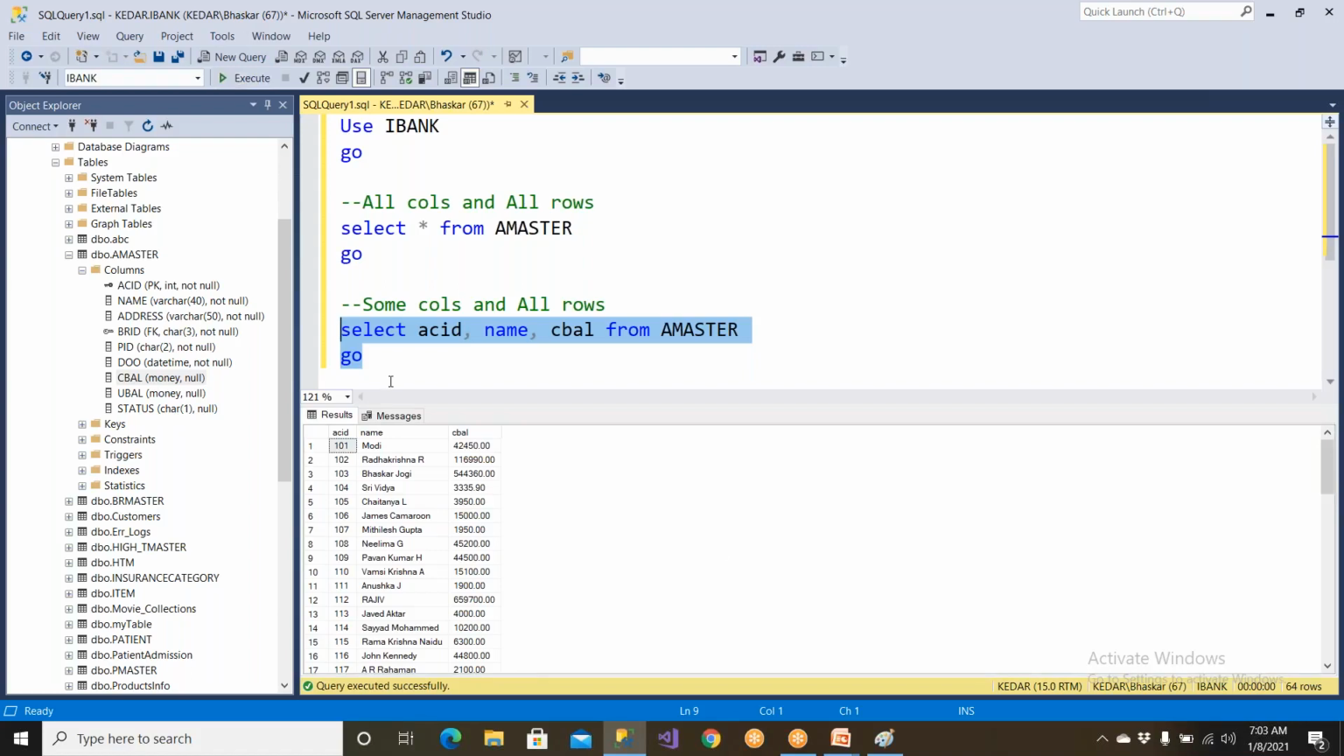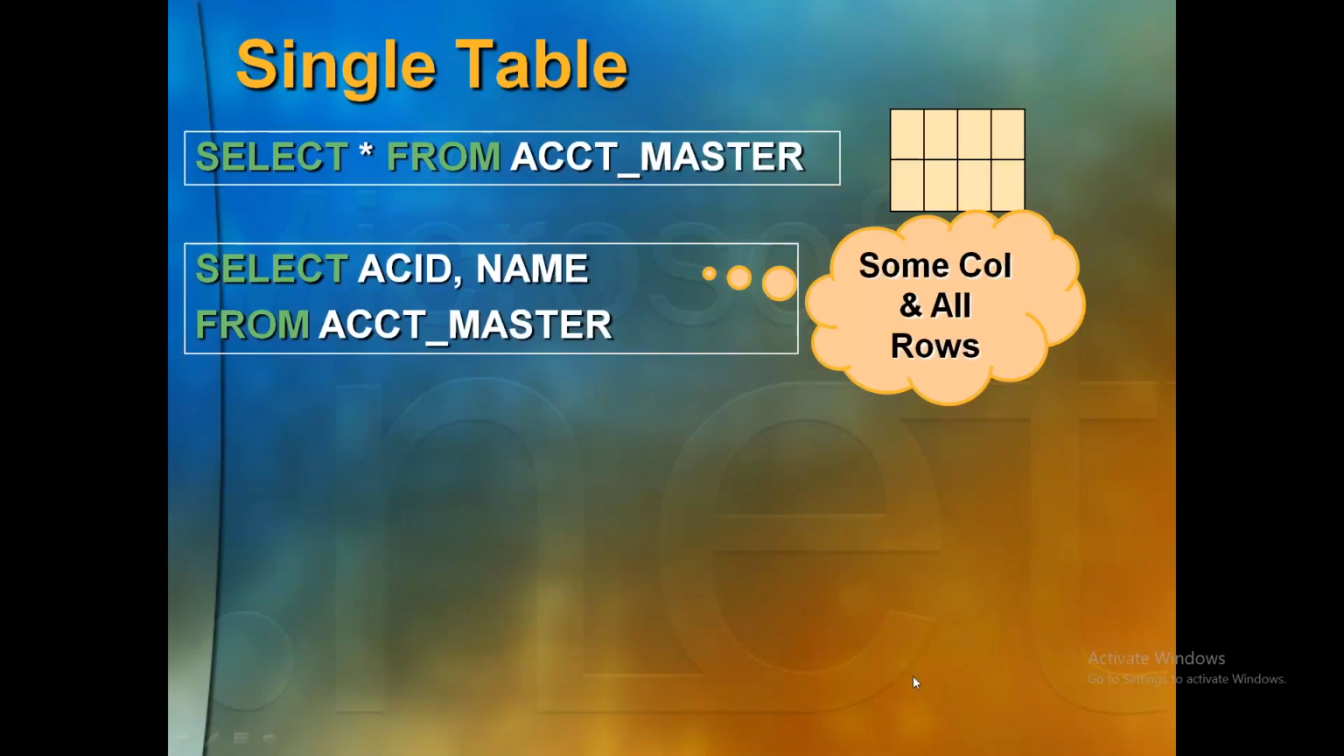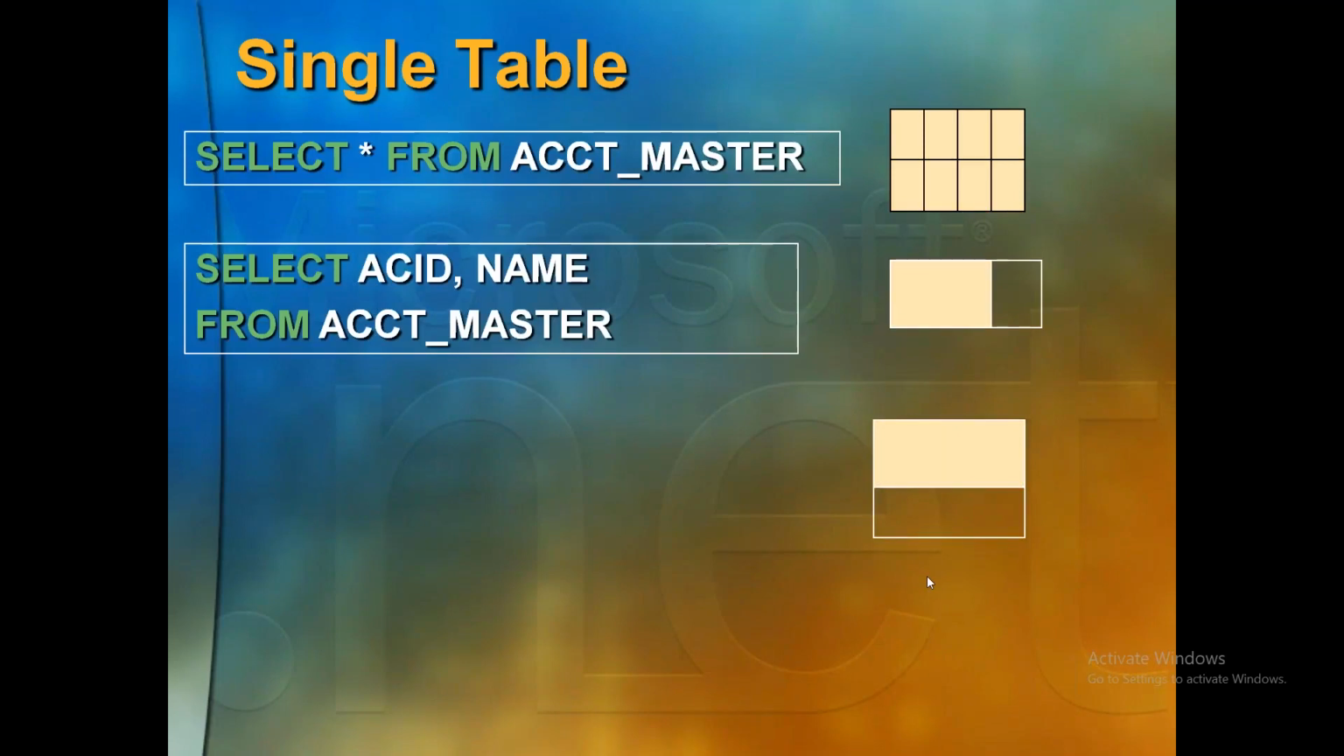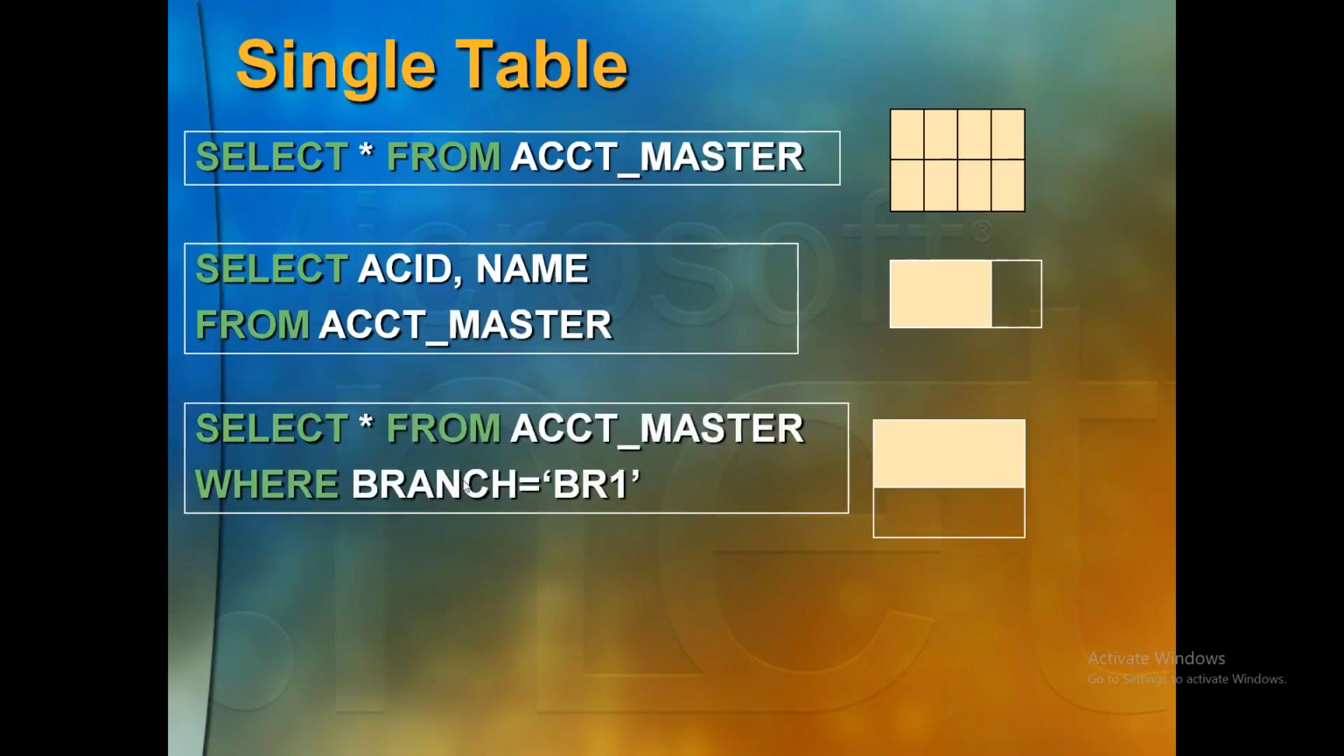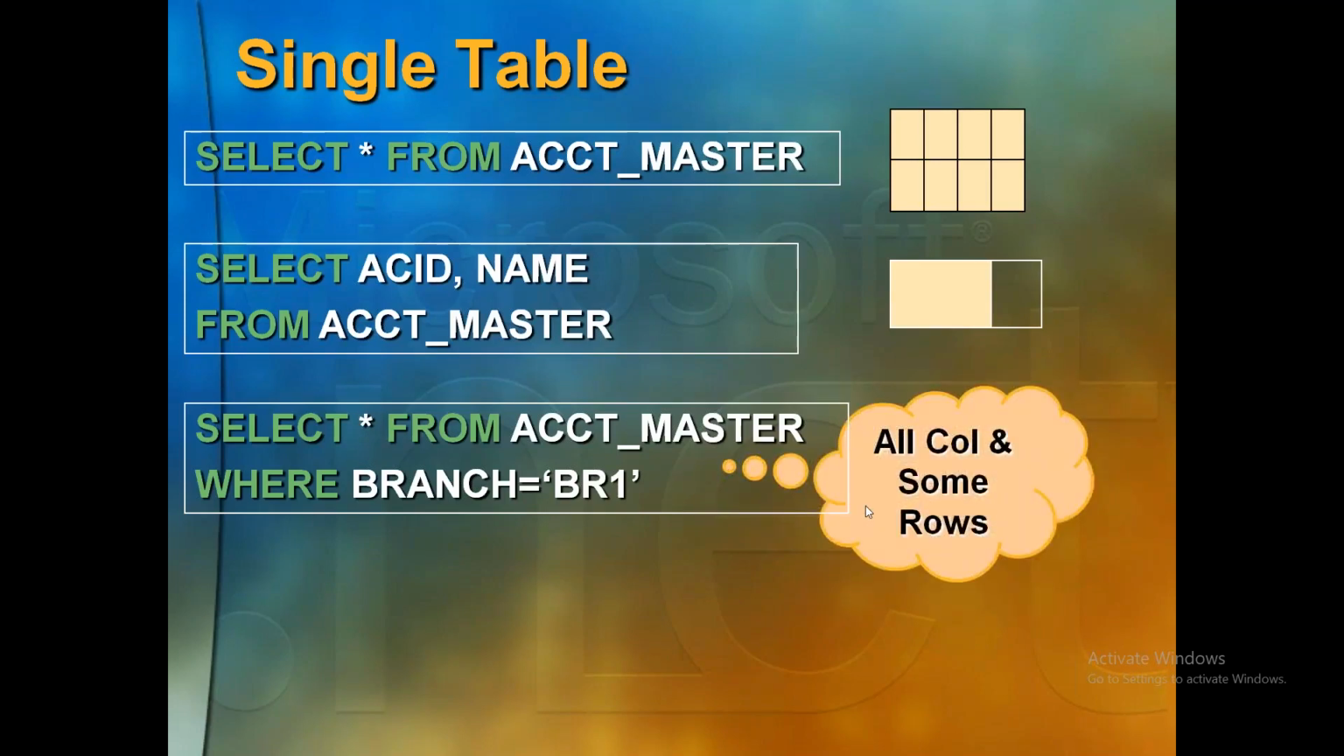Clear? So the next one is that I don't need all rows, but I need all columns. Next one is select star from account master. Star means all columns. Remember this. Star means I need all columns, but I wanted to filter some rows. That is the next one. To filter rows, we must use a where clause. To filter the rows, we must use a where clause.